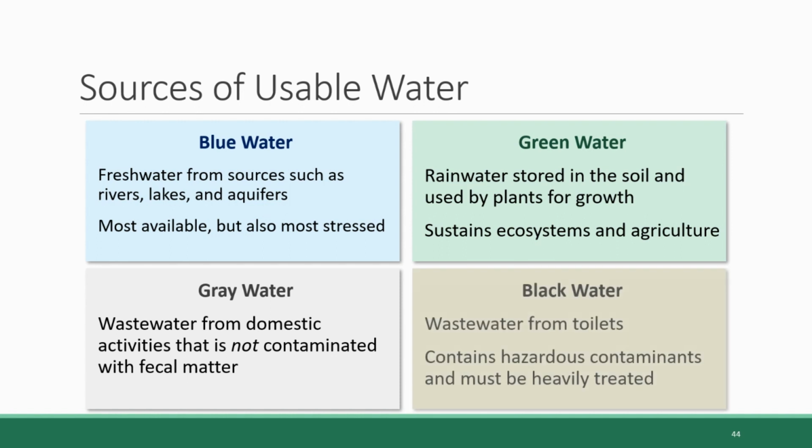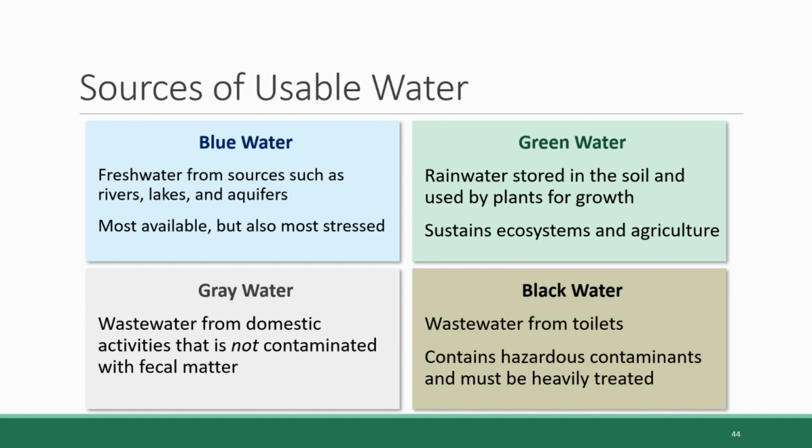And then finally, there is black water. Black water is wastewater that comes from toilets, so it is heavily contaminated with urine and feces. And this water is considered a biohazard and it has to be heavily treated before it can cycle back into use for any purpose, including for agriculture. So, those are the 4 categories of usable water.